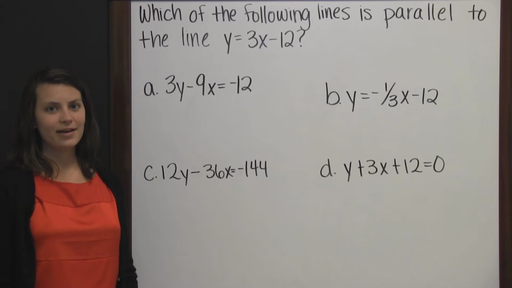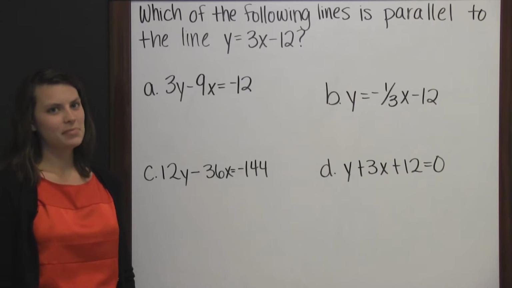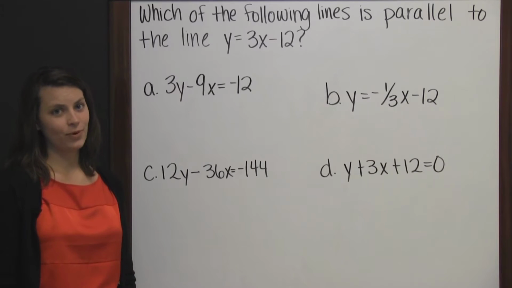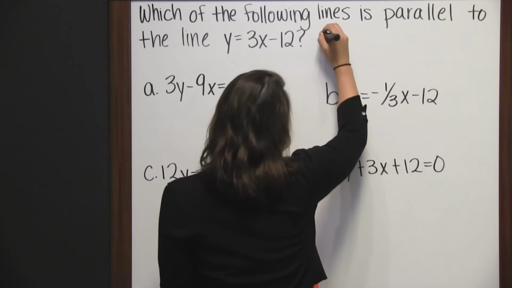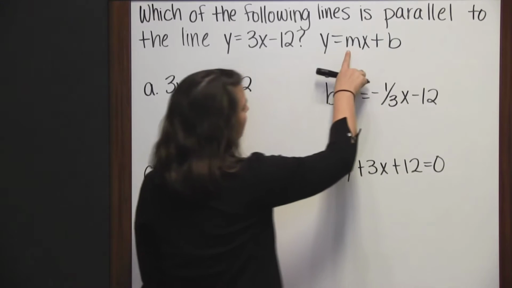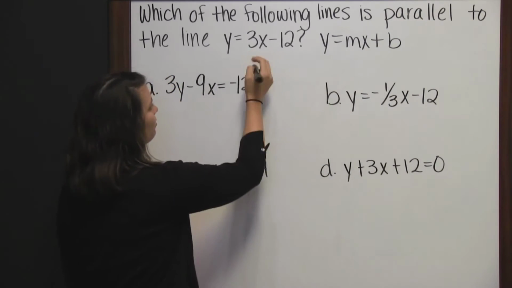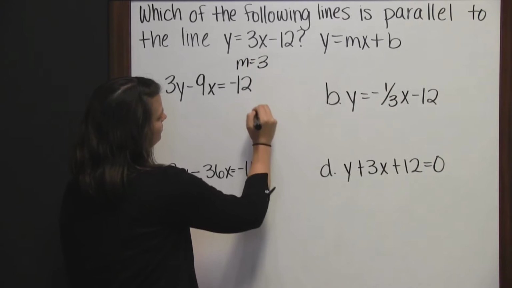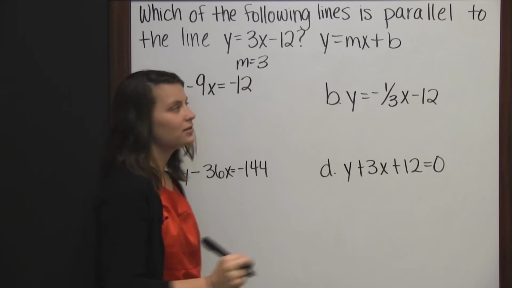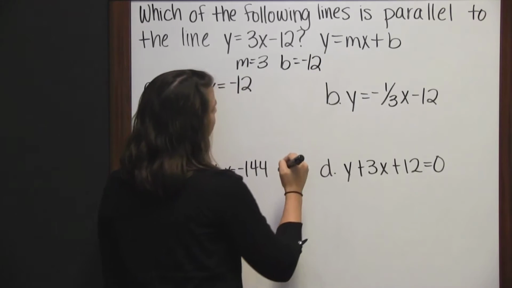Which of the following lines is parallel to the line y equals 3x minus 12? This equation is in slope-intercept form, which is y equals mx plus b, where the m is the slope of the line. The slope of our line is 3, and b is the y-intercept of the line, and our y-intercept is negative 12.